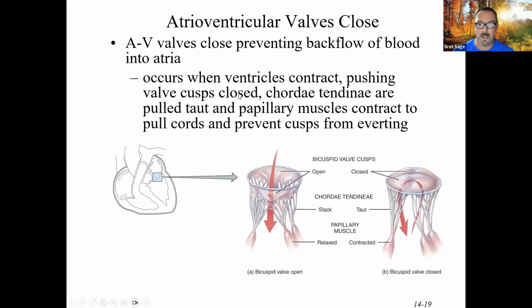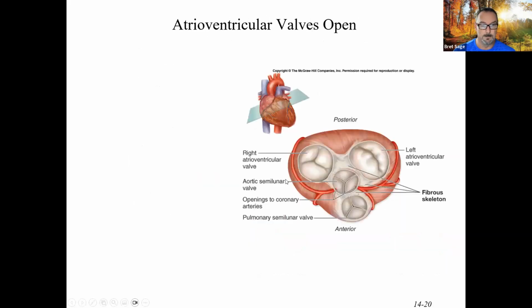This works very much like a parachute. So you can see what appears to be kind of like a parachute top and the cords that would be attached to the skydiver. Chordae tendineae are pulled taut, and papillary muscles contract to pull the cords and prevent the cusps from everting. So in the same way that a parachute would catch air to slow a skydiver, these bicuspid and tricuspid valves catch blood to prevent it from going from the ventricle into the atrium.